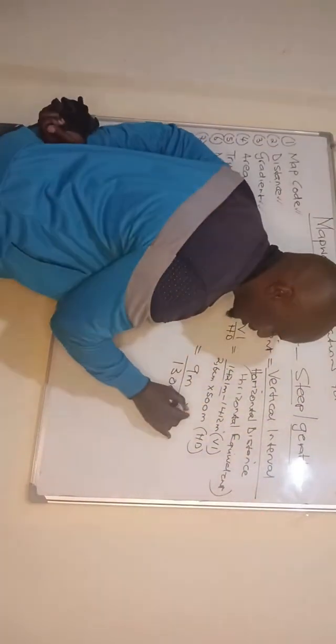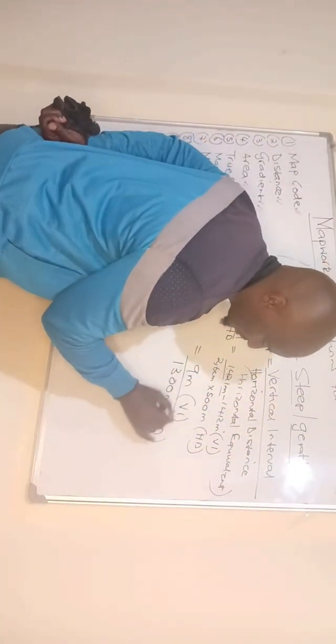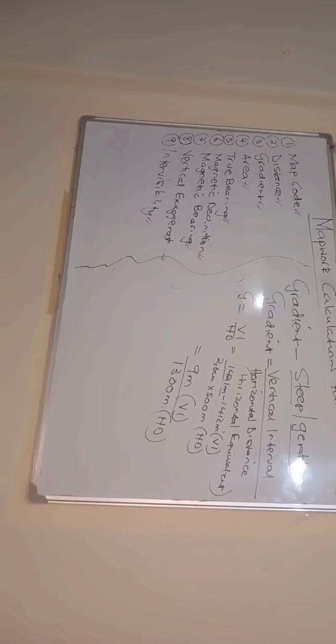1,300 meters. Okay, are you following? This is our VI, this is our HD. Are you following, guys? I don't want to confuse you. Are we moving at the same pace? Can I continue? Thumbs up if you want me to continue. Okay, I can see. Yes.